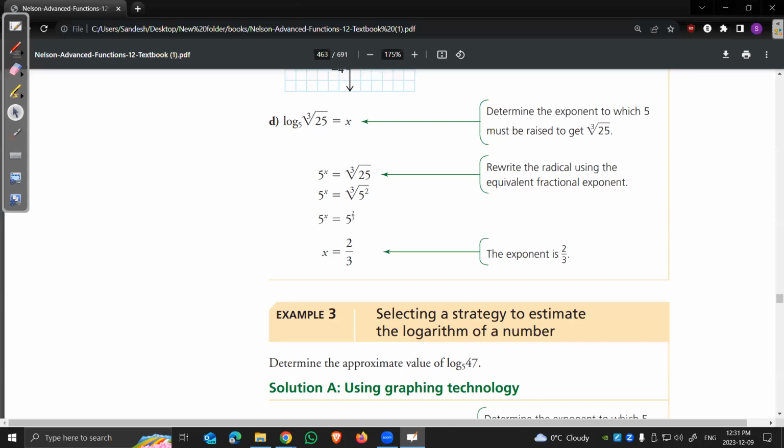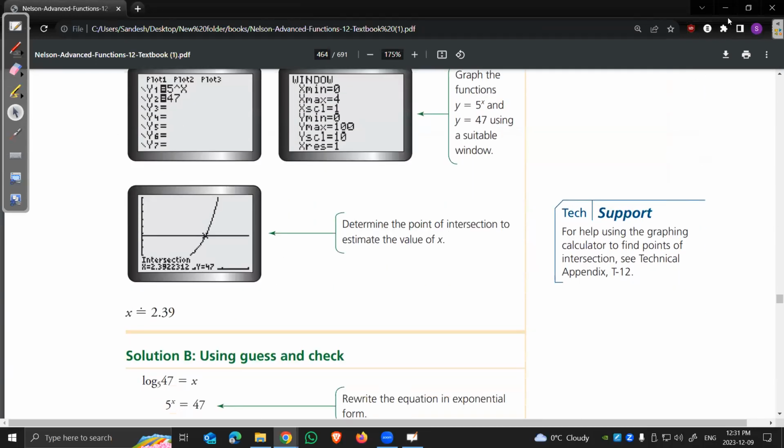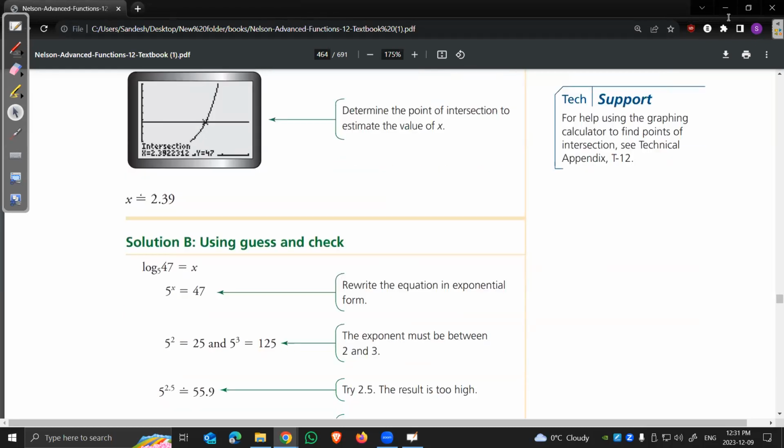Let's check what the actual answer is. 2.39 was the actual answer, but they used the graphing calculator. You can plug it in a calculator, but sometimes you can't.